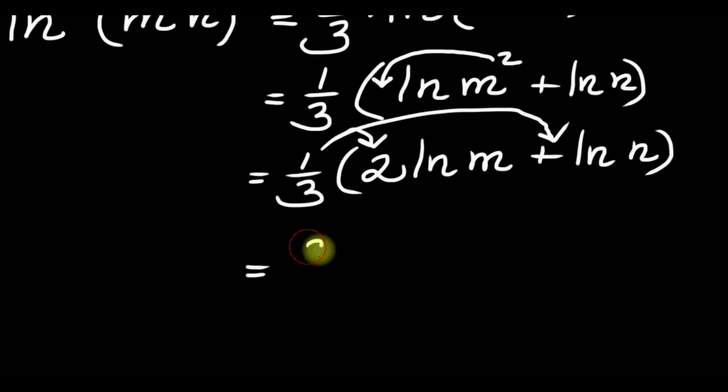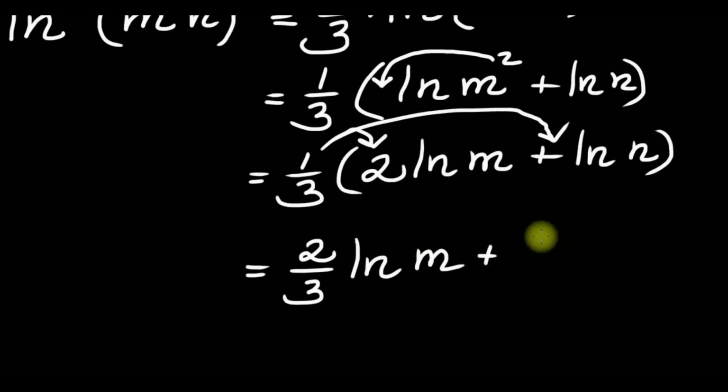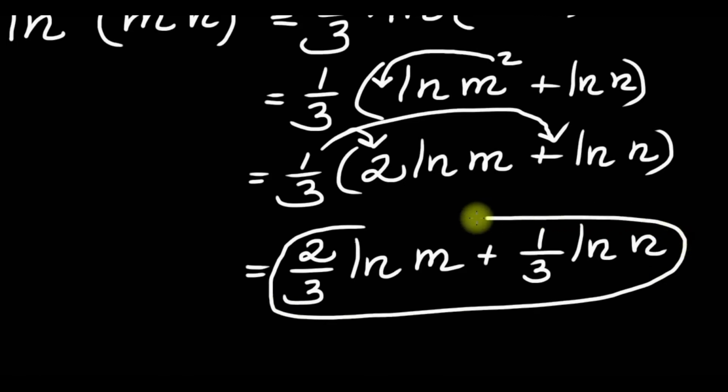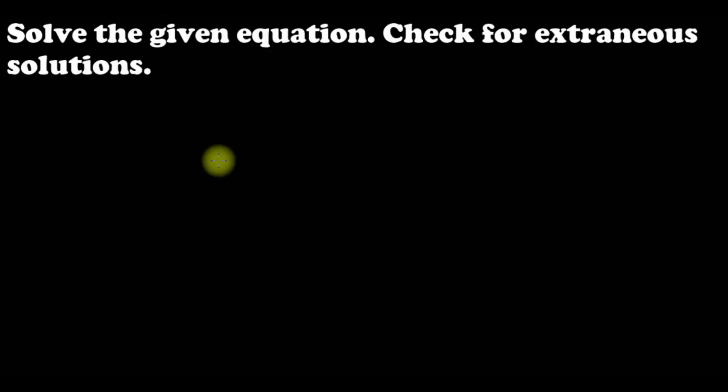Okay, so I have 2/3 ln of plus 1/3 ln of n. Okay, so this is the expanded form of the given single log. So next we're going to get into solving natural log equations and solve exponential equations involving natural base e.